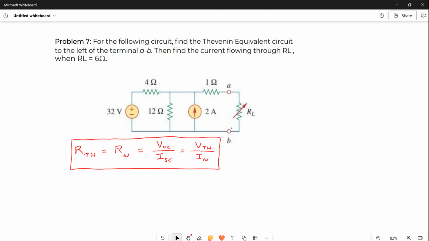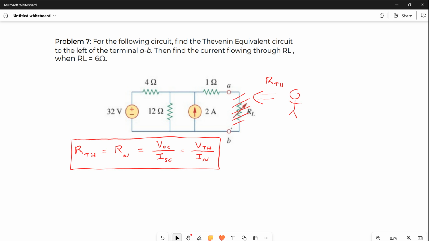All you have to do is this: remove the load resistor, no matter where it is in the circuit, and place yourself out here. Look in from terminals A and B, and whatever you see looking in there, reducing the sources to 0, it'll always be our Thevenin. It's an easy way of finding our Thevenin and our Norton.